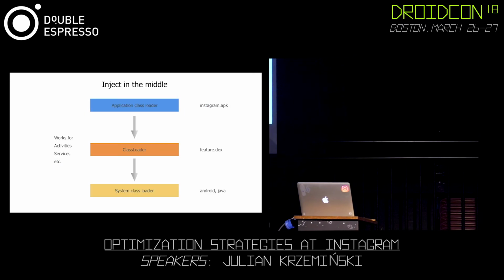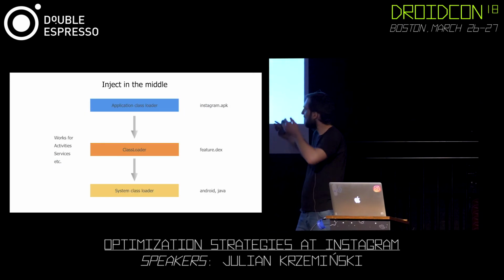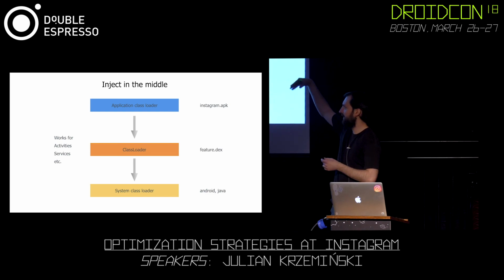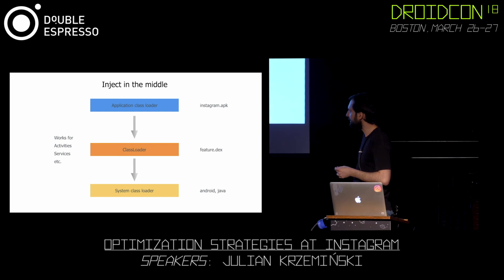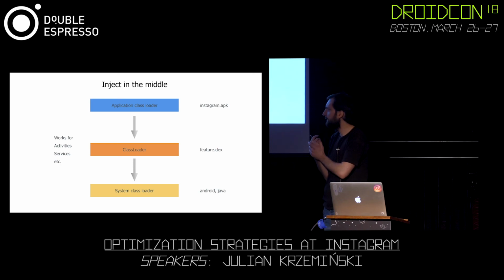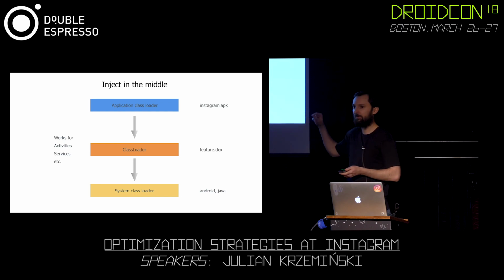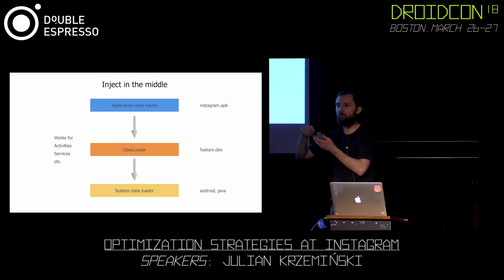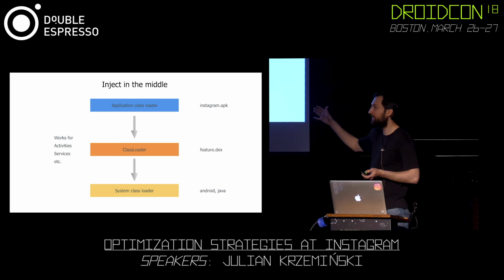Instagram went for a slightly different approach. We injected our class loader in the middle of the chain. This approach also works for activities, services, and so on. It also modifies private fields, but the field that we modify is the parent field. What's your parent? And luckily, this field has never changed, so we have only one version.